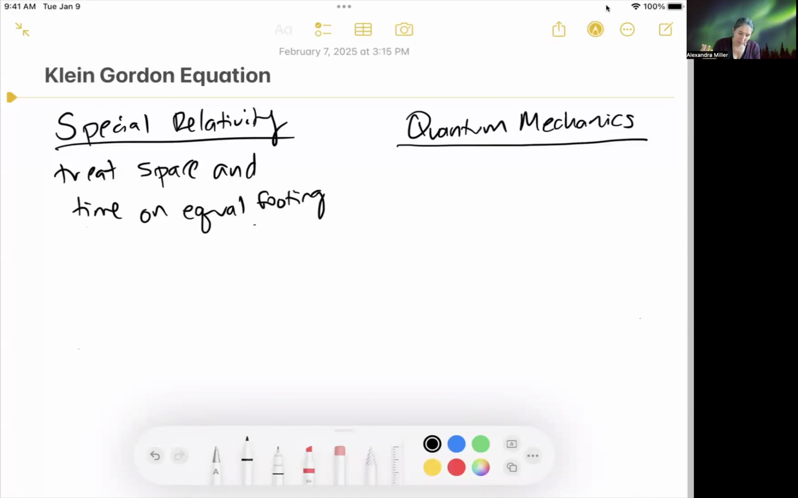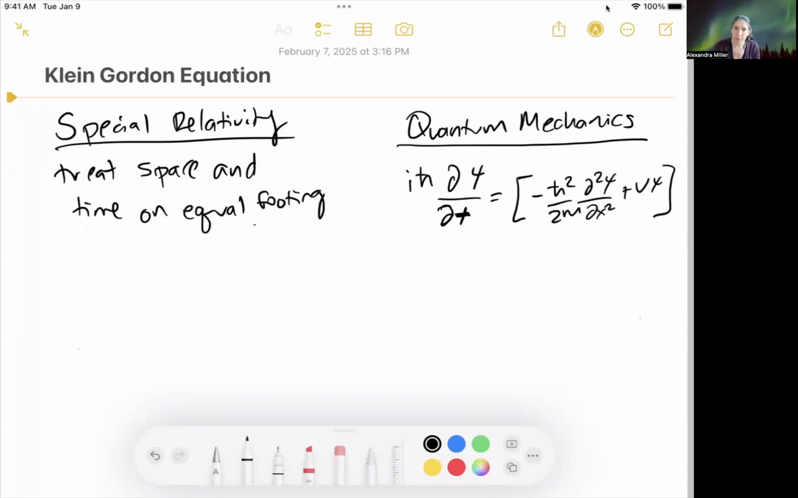On the other hand, in quantum mechanics, probably one of the first equations that you might have learned was the Schrodinger equation, which we can write in different ways, but probably one of the most familiar looks like this: i h bar d psi dt is equal to minus h bar squared over 2m d2 psi dx squared plus V psi, where V is our potential. So this is the Schrodinger equation, where psi here is the wave function of our particle.